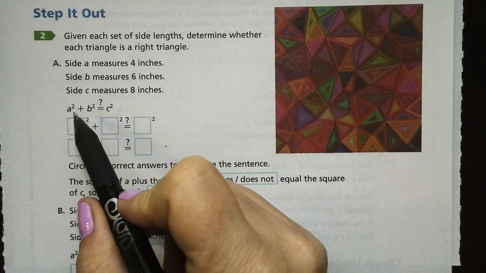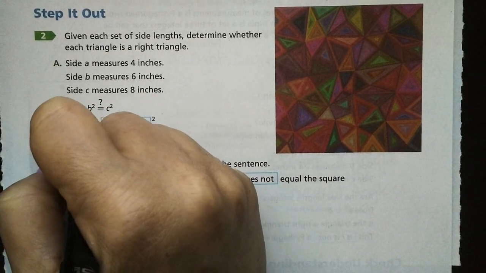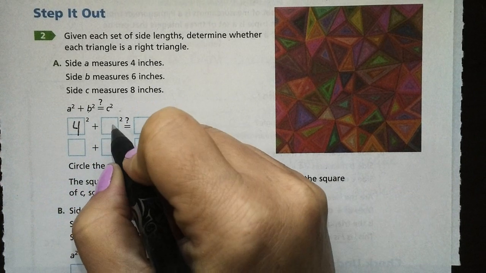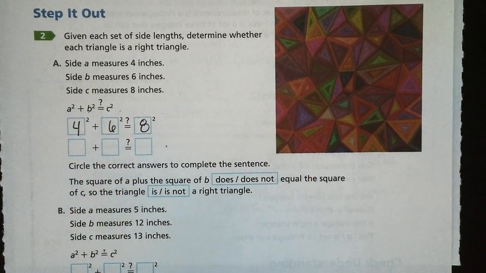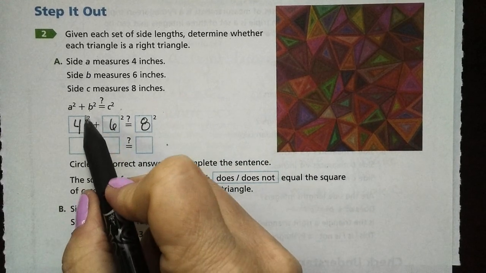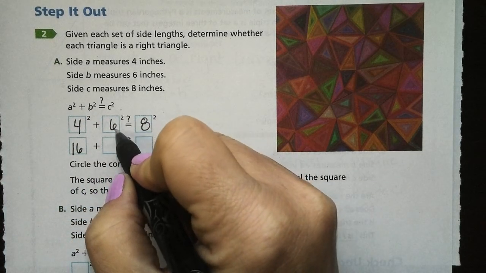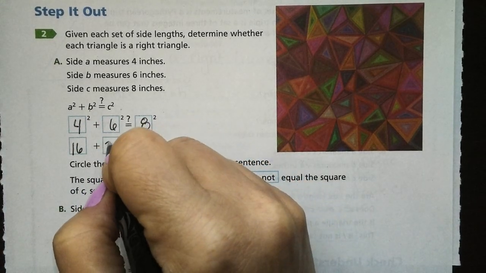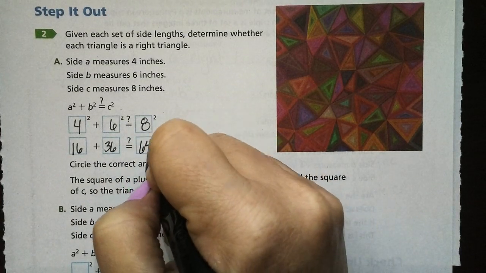All right, so we're just going to substitute these values in. So for A squared, we're going to put in 4. For B squared, we're going to put in 6. And for C squared, we're going to put in 8. And then we're going to square them. 4 squared, 4 times 4 is 16. 6 squared, which is 6 times 6, is 36. And 8 squared gives us 64.